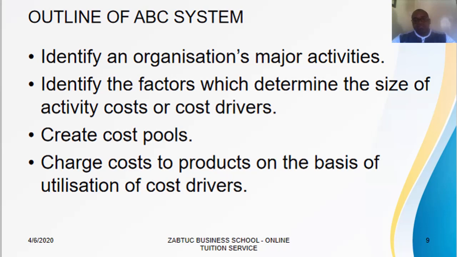We had a question on top there in 2016 that says advise on how you could implement ABC. So to implement ABC, we've got steps here. Number one, you identify an organization's major activities. Number two, you identify the factors which determine the size of activity cost, or cost driver. So you find the cost driver for each one of the activities. And those activities that have similar cost drivers, what do we do? We merge them and create cost pools. And after we have got cost pools now, we can divide the cost in every cost pool by number of cost drivers, find the cost per driver. And once we have the cost per driver, then we can charge cost to products on the basis of utilization of cost drivers. So you look at the number of cost drivers attributable to a particular product, and then you charge the overhead cost accordingly.